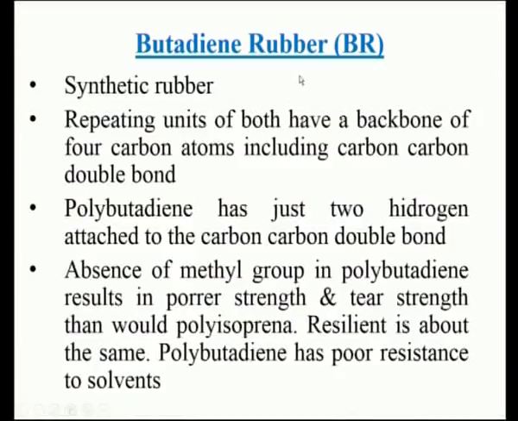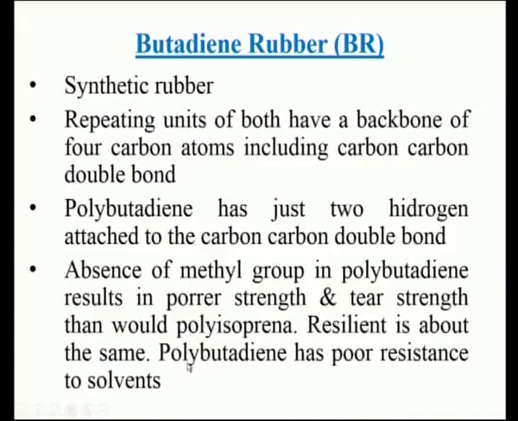Butadiene rubber, also known as BR, belongs to synthetic rubber. The repeating unit of both has a backbone of 4 carbon atoms, including a carbon-carbon double bond. In butadiene rubber, the carbon-carbon double bond will be present in the polymeric or rubbery material. Polybutadiene has just 2 hydrogens attached to the carbon-carbon double bond. Absence of the methyl group in polybutadiene results in poorer strength and tear strength than polyisoprene.